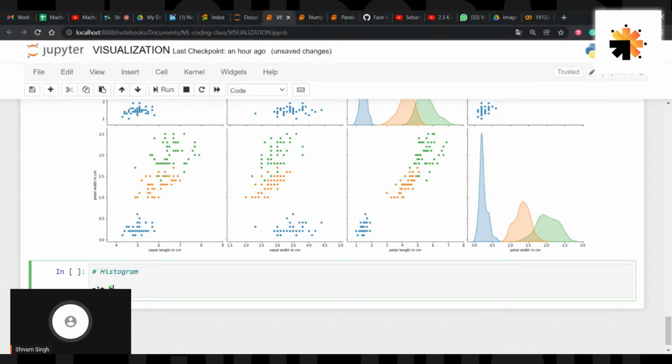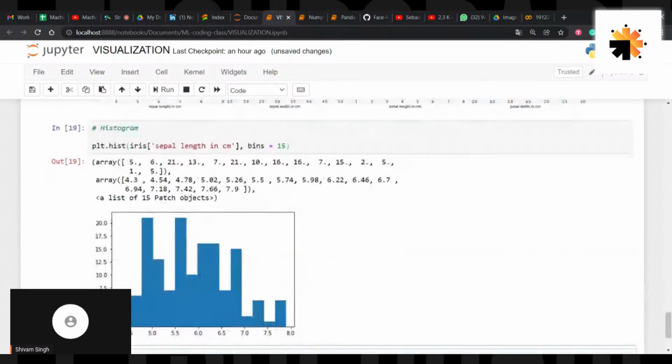So plt dot hist, and then I need to pass a feature. In the case of a histogram, it is going to give you a different kind of graph and a different kind of information. Here you can pass a single feature only, a single column only. Maybe I can take petal length, sepal length, or sepal width. Maybe I can try with the sepal length. And then there is one parameter which is called bins. I will tell you what this bins is.